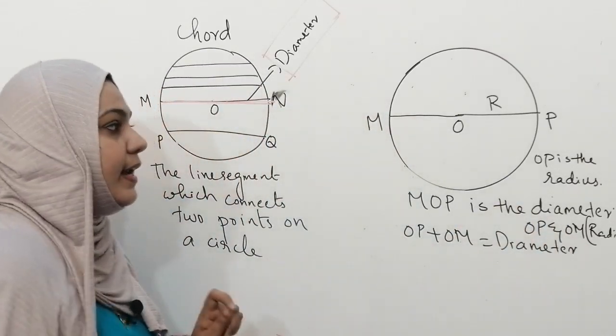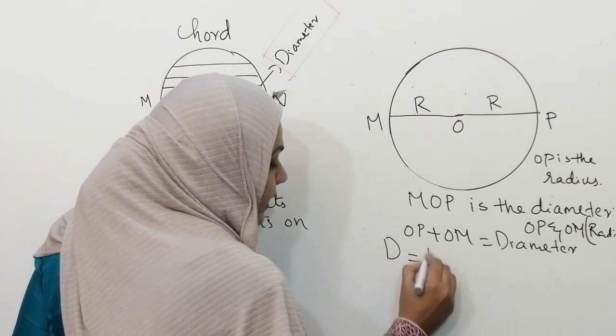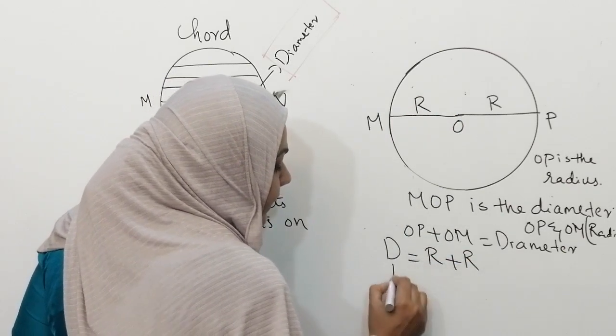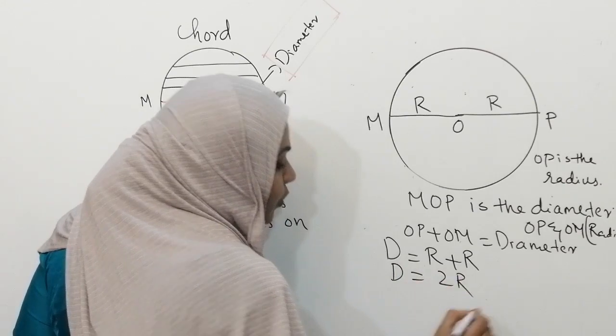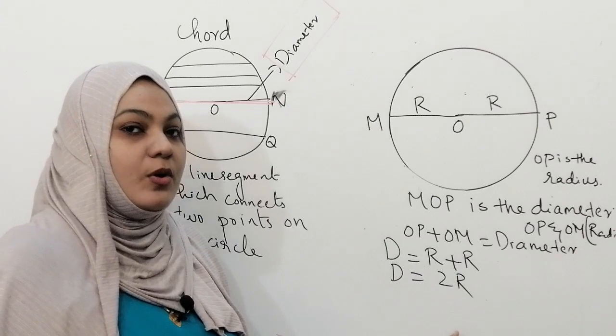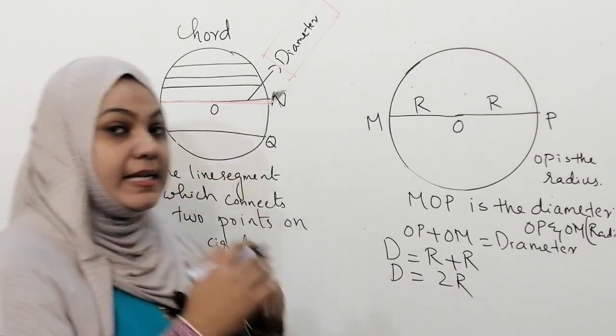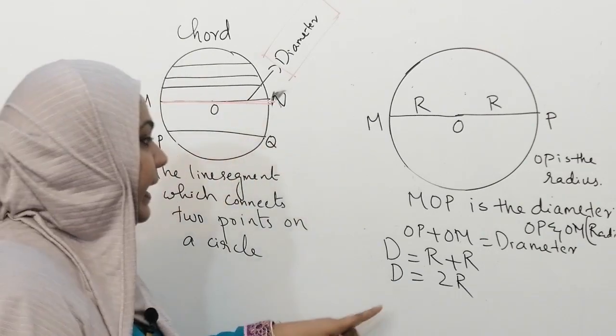So, from this what we can understand? Here we can give R. So, that means diameter is equal to R plus R, that is diameter is equal to 2R. So, diameter means 2 times radius. What we call 2 times radius, that is our diameter. I hope you understood the connection between radius and diameter.